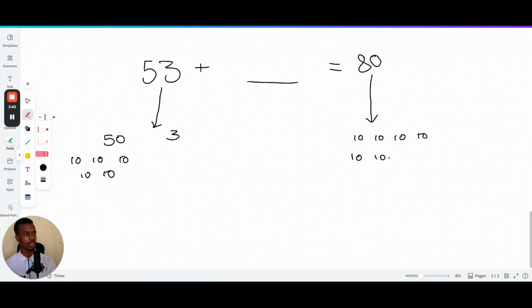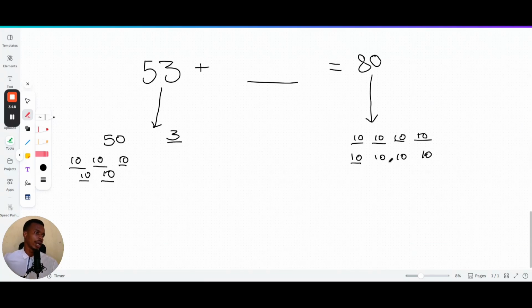Now, using this method of addition, we will need to account for everything on both sides before we can get our answer. Here, we can account for 5 tens, 1, 2, 3, 4, 5. We can also account for 5 tens, 1, 2, 3, 4, 5. We have 3 tens unaccounted for. Here, we can account for 3.